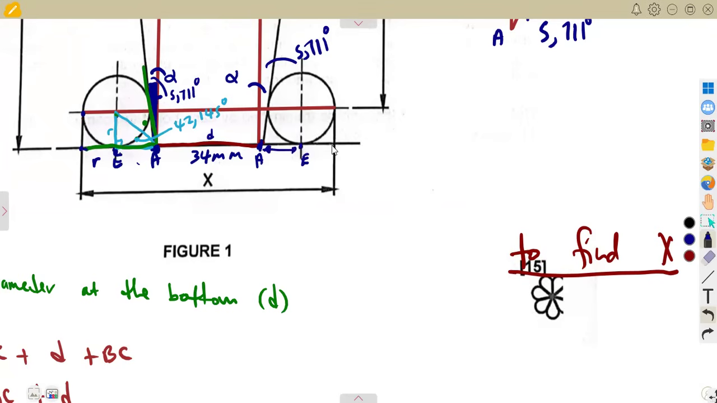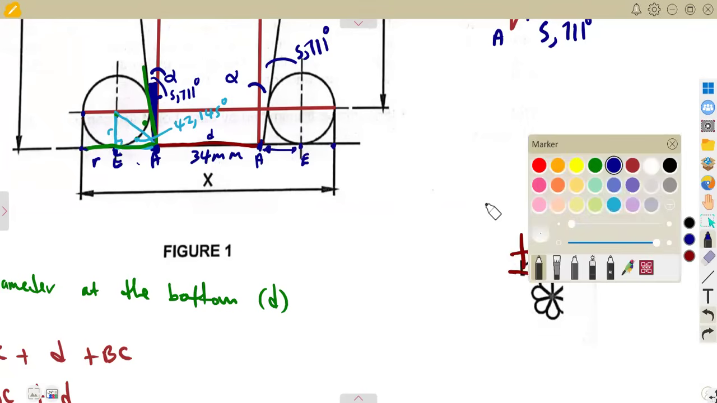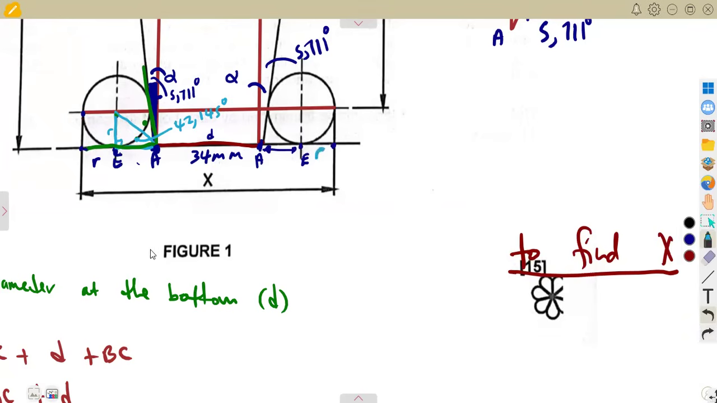Then from E up to the last point here, as you can see, this distance is the same as the radius. So meaning to say, at the end, we have got what? We have got a radius at the end.